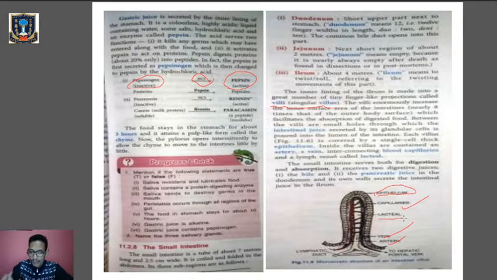So they are all situated in the small intestine. Now the small intestine has the function of both digestion and absorption.